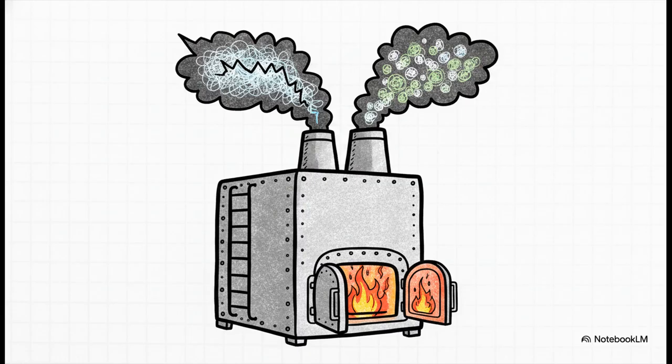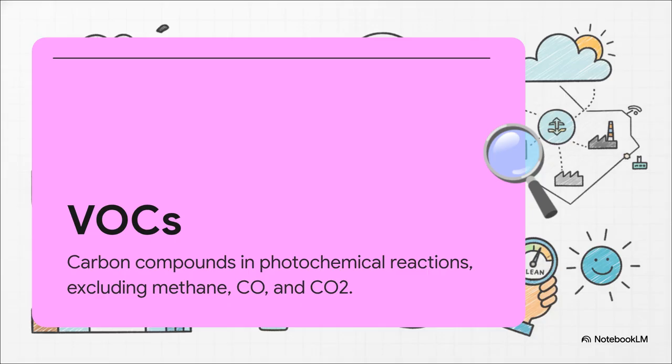And a quick but really crucial technical distinction from the SASB framework here: when they track NOx, this includes nitric oxide and nitrogen dioxide, but it specifically excludes nitrous oxide. That's because nitrous oxide is tracked entirely separately as a greenhouse gas. So just a good detail to keep in mind. Next up, we have VOCs, or volatile organic compounds.